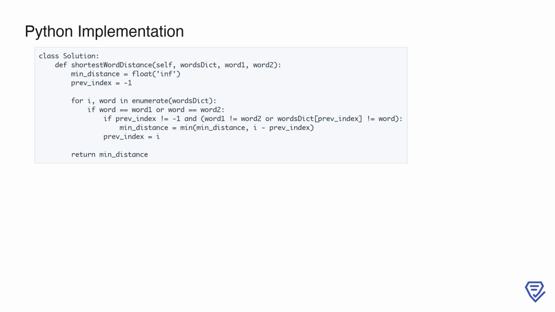If word 1 and word 2 are the same, we ensure we don't compute the distance between the same index. Otherwise, we calculate the distance and update min_distance if the new distance is smaller. Finally, prev_index is updated to the current index. This approach ensures an O(n) time complexity since we traverse the list only once, and space complexity is constant, O(1), as no additional data structures are used.